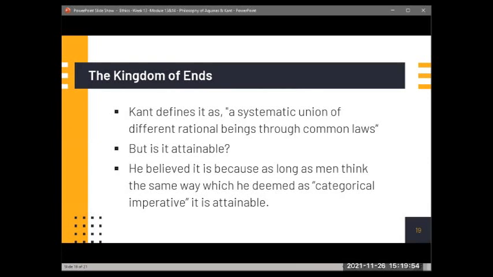But the question is, is it attainable? Now, the answer is yes. It is because as long as men think the same way, which he deemed as categorical imperative, it is attainable.